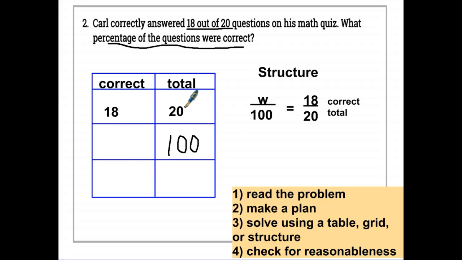Okay, so 20 times 5 would be 100. 18 times 5, well, 8 times 5 is 40. 1 times 5 is 5, plus the 4 is 90. Okay, so 18 out of 20 questions were correct. What percentage of the questions were correct? 90%.